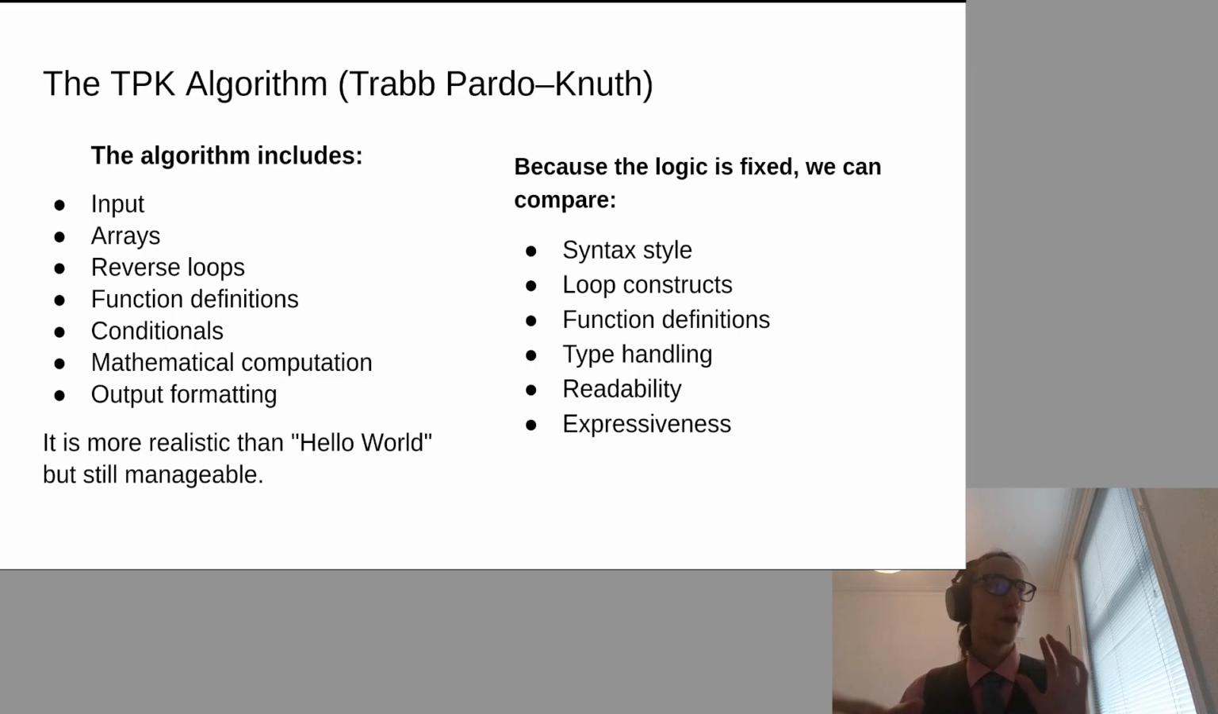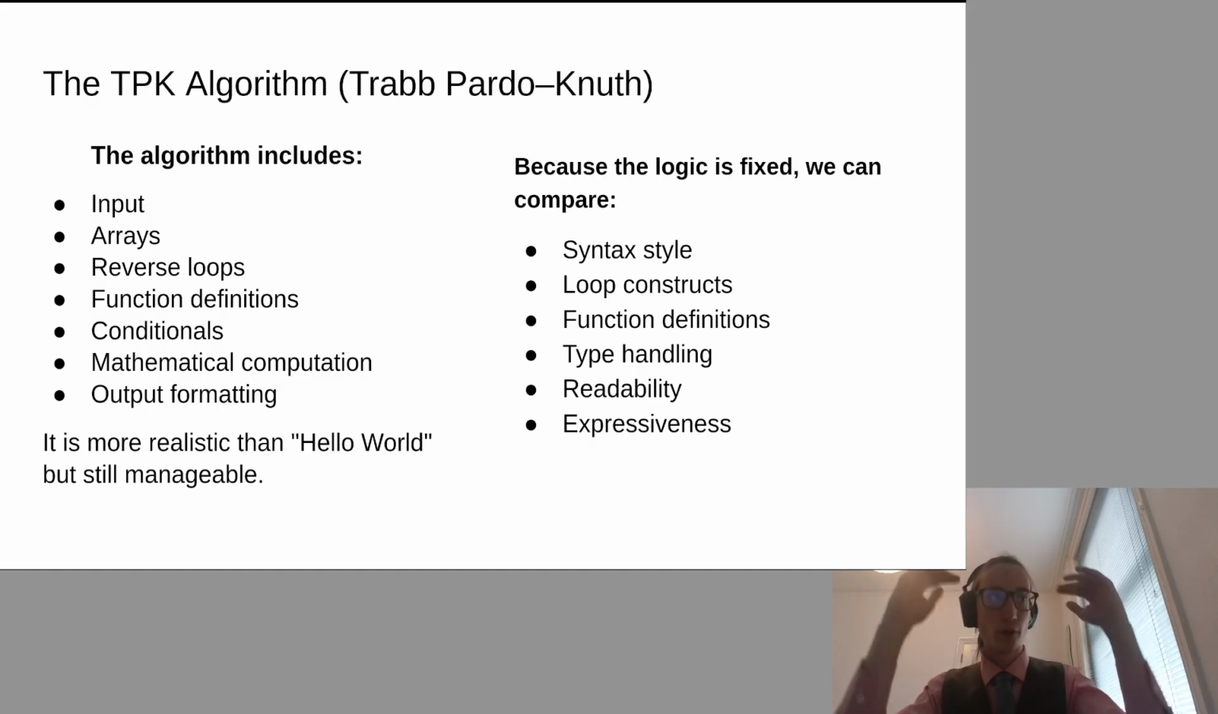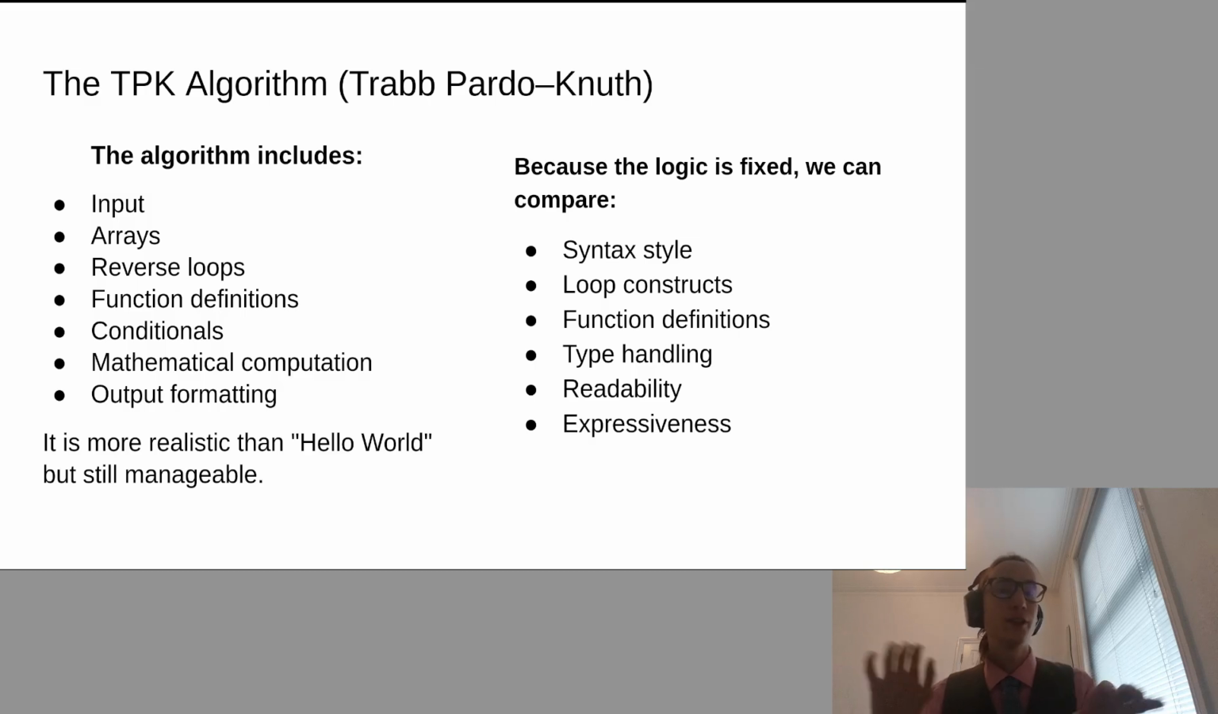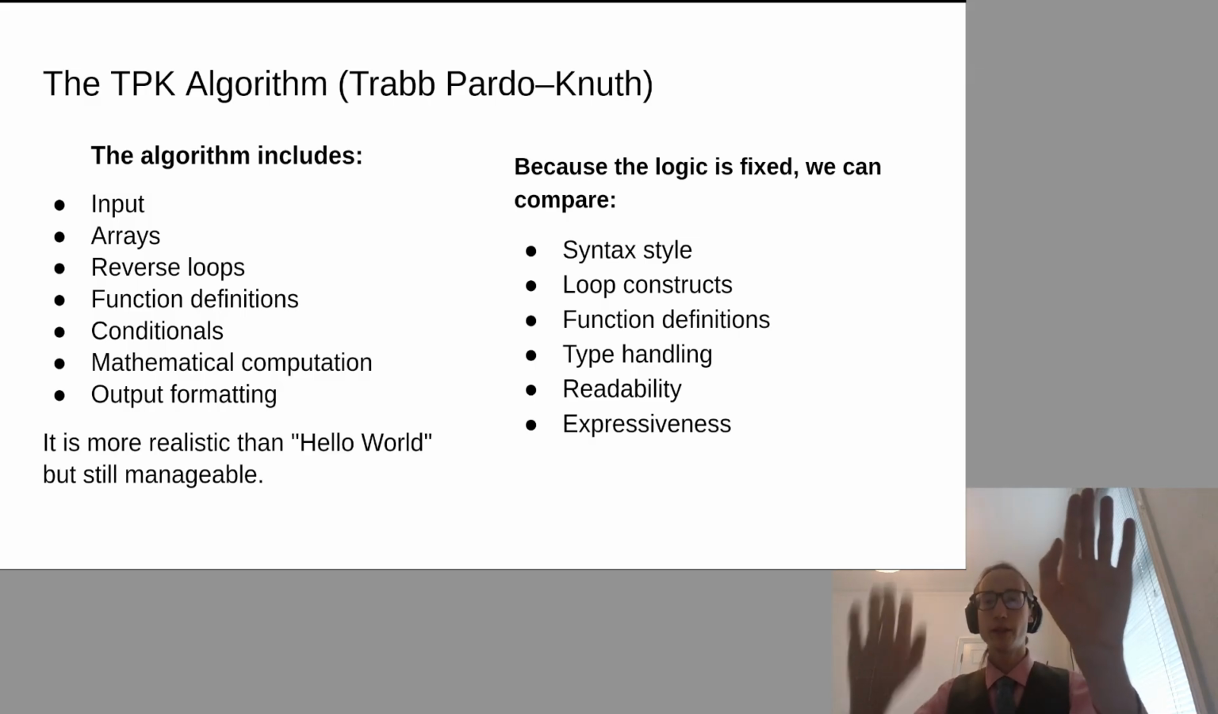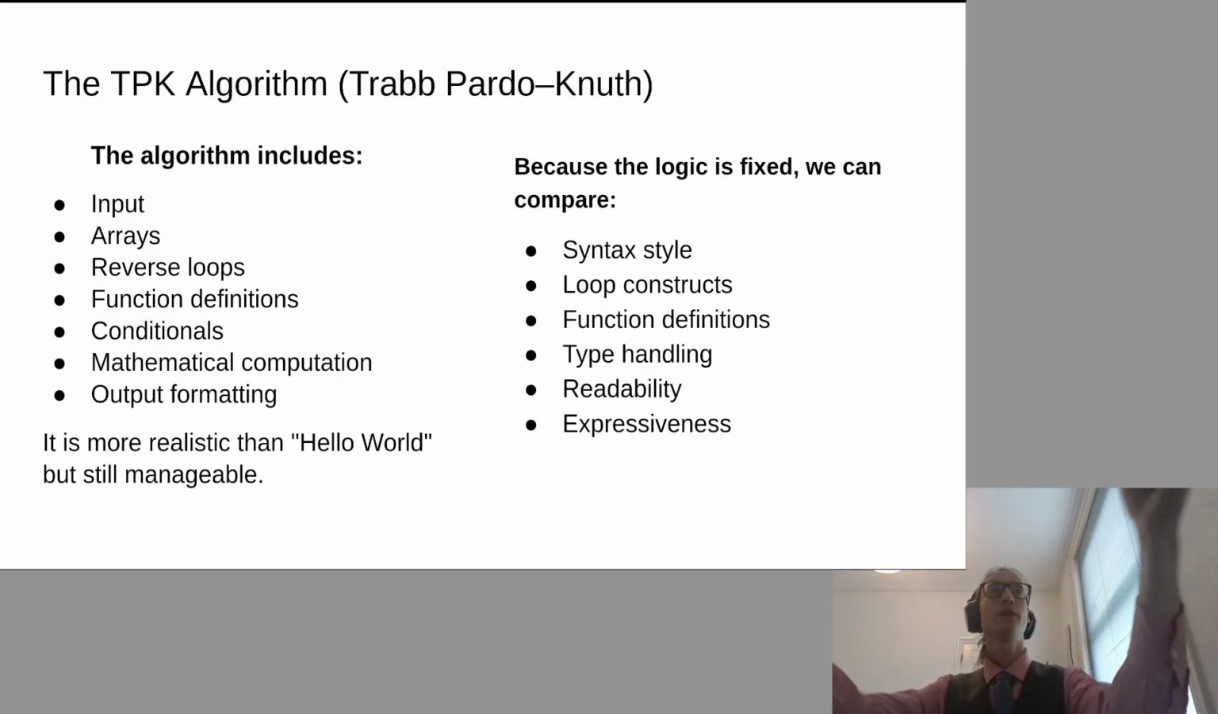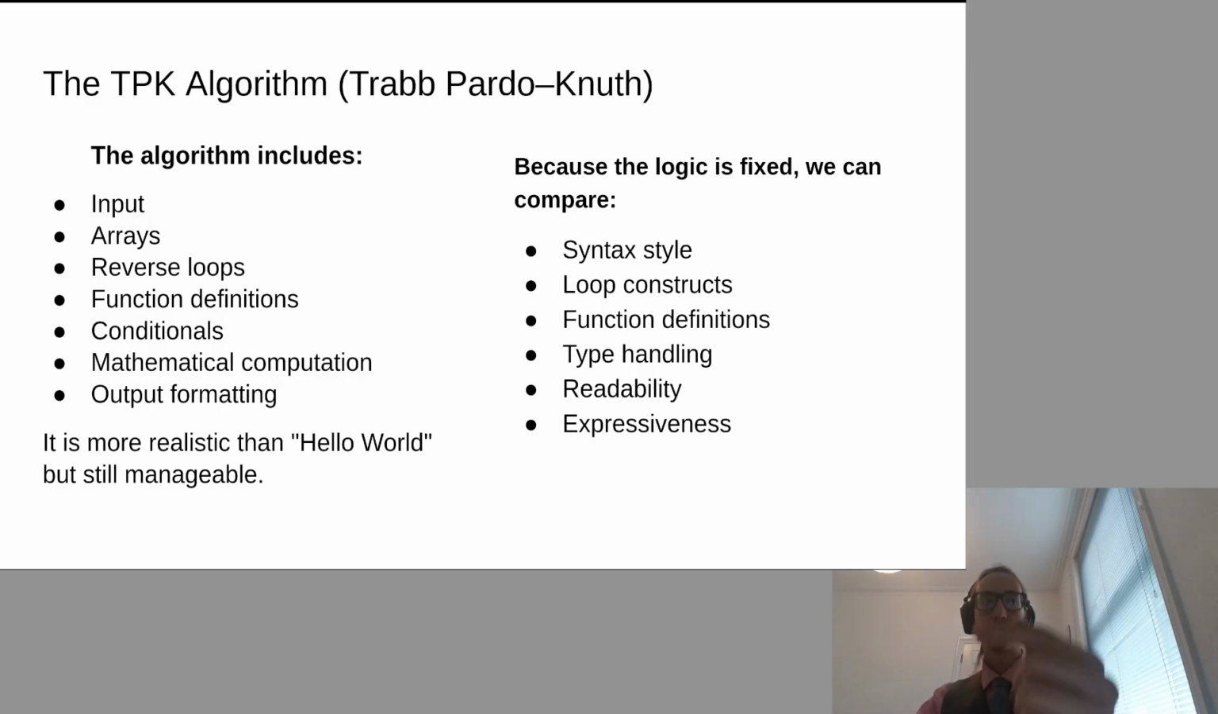And because the logic or the steps are the same for every programming language, because we're following the same algorithm, it's quite easy to compare your syntax, how you define functions, how you handle types and errors, how expressive it is, and how readable it is. Because they should be side by side. I have my C code here and my Python code here. That's how I define an array, that's how I take an input, that's how I do my matching, etc, etc, etc.